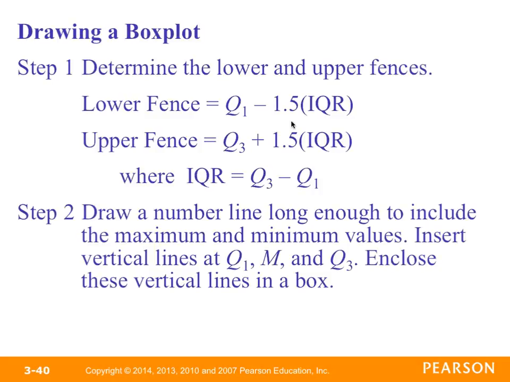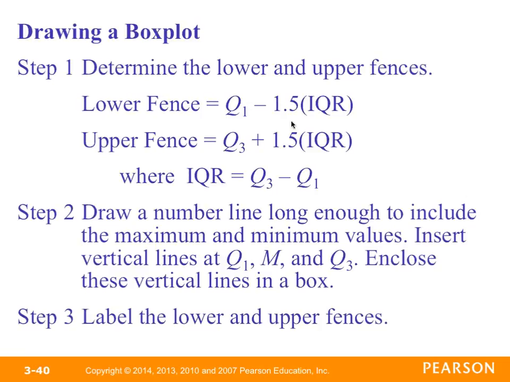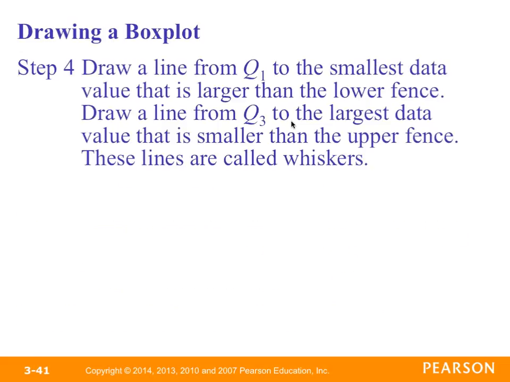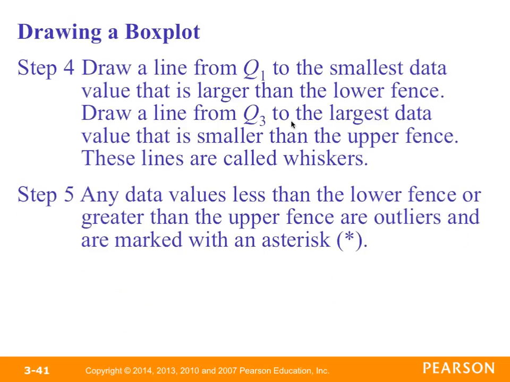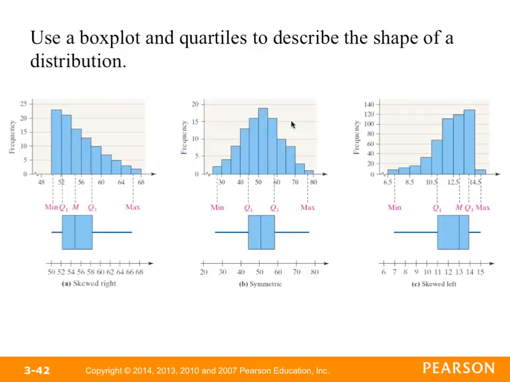And then you draw a number line that includes the maximum and minimum values, and then you insert vertical lines at Q1, the median, and Q3, and then you enclose all of those vertical lines in a box and label the lower and the upper fences, and then you draw lines. Those are called whiskers that extend outside of your box. Any data values that are less than the lower fence or larger than the upper fence would be considered outliers, and we typically mark those with an asterisk.